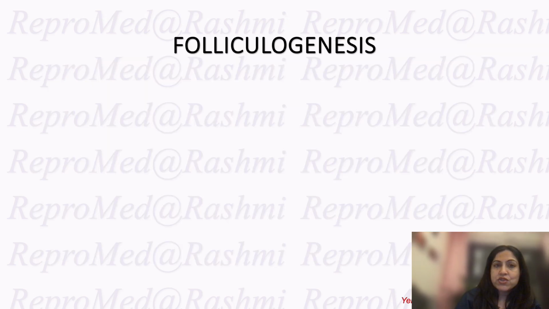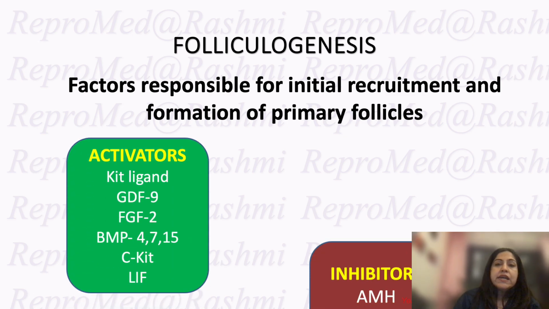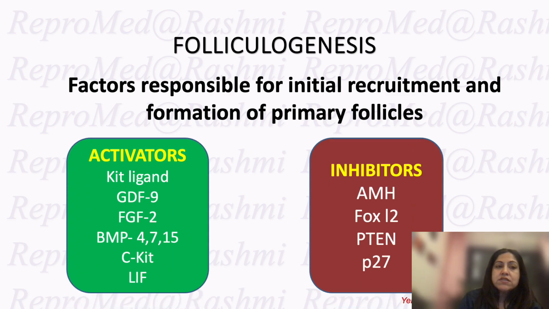Coming on to folliculogenesis, the factors responsible for initial recruitment and formation of the primary follicle are known as folliculogenesis. So there are some activators and there are some inhibitors. The activators are KIT ligand, GDF9, FGF2 and bone morphogenetic protein. These all are activators, while the most important inhibitor is AMH. We all know that.